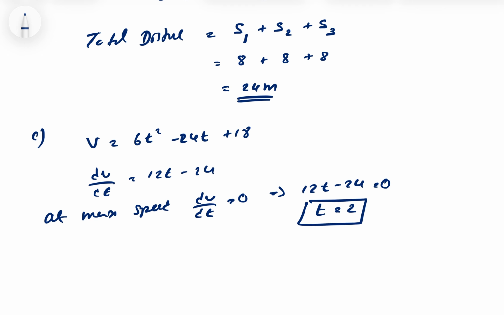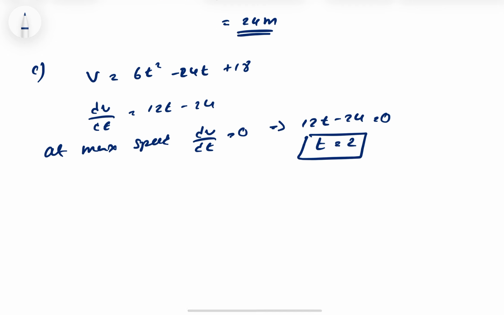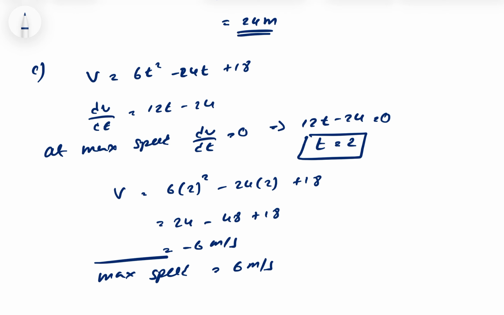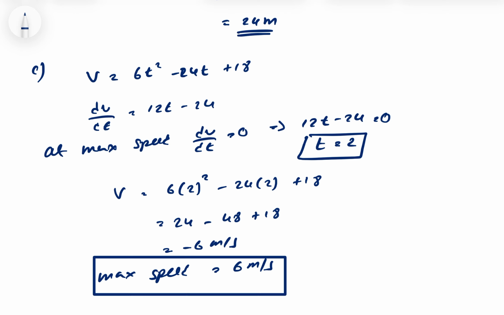At t equals 2, for the speed, we take the velocity function: 6 times 2 squared minus 24 times 2 plus 18. That should be 24 minus 48 plus 18. So this should be minus 6. But since speed is not a vector, we can say the maximum speed is 6 meters per second. That is the final answer for part C.